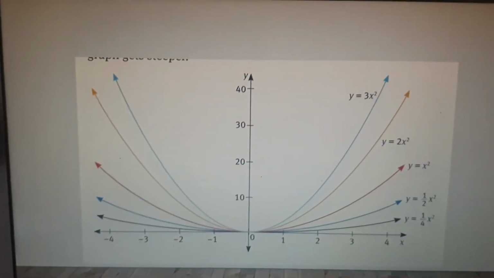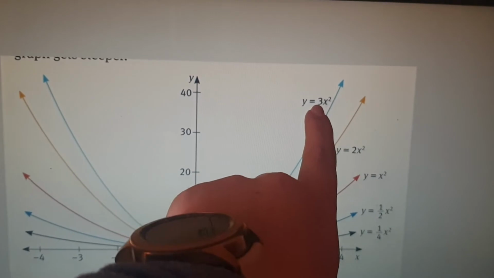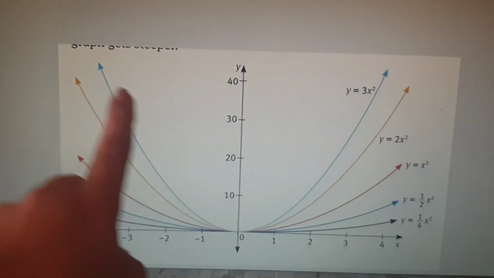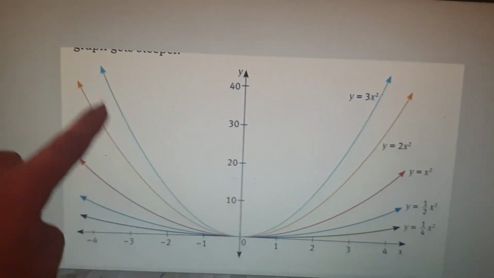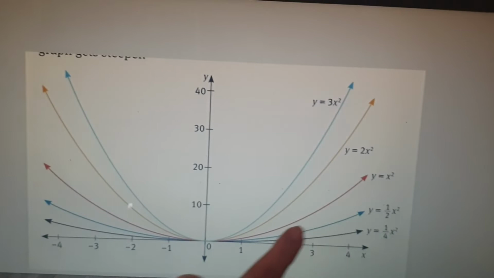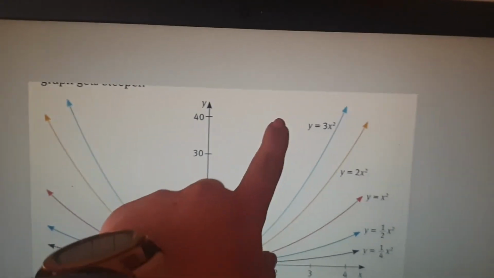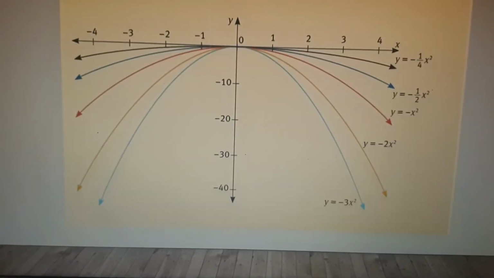Here I have an example of each. When we change a, so here we see a is 3x squared, and we have the blue graph. When it becomes smaller, 2, it becomes wider. Here it's 1, even wider, a half, even wider. So the smaller a gets, the wider the graph will be.